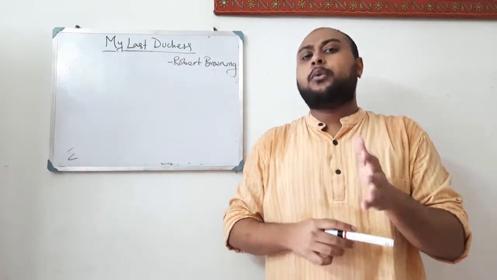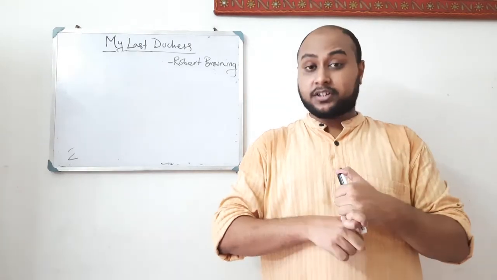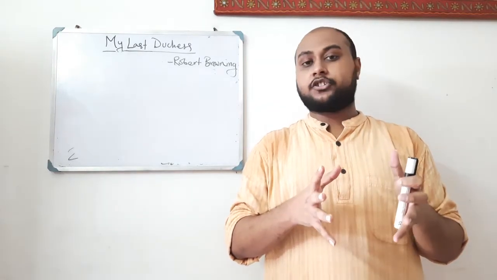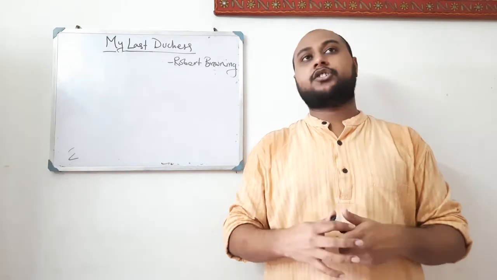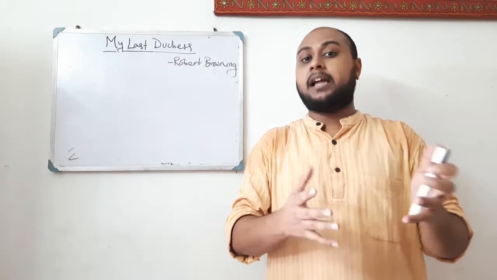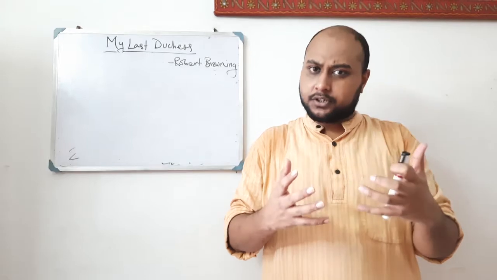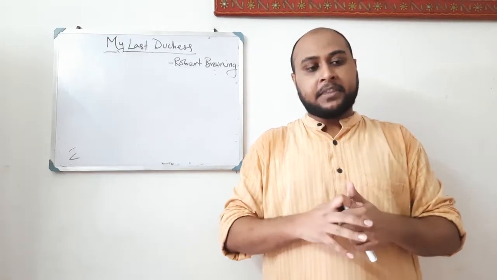This is going to be the final class that we have on My Last Duchess. So what did we do in the earlier classes? In the first lecture we had a discussion on Browning, the poet, and then in the second session we had a discussion on the background to the poem, its verse structure and the form in which it has been written, the dramatic monologue.